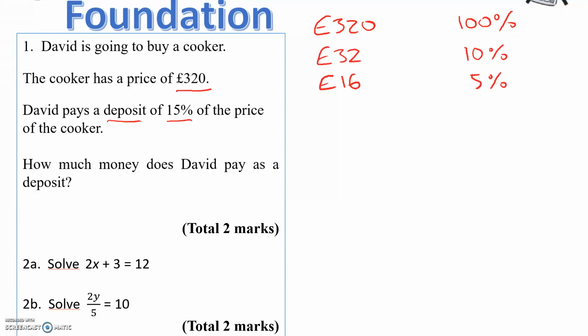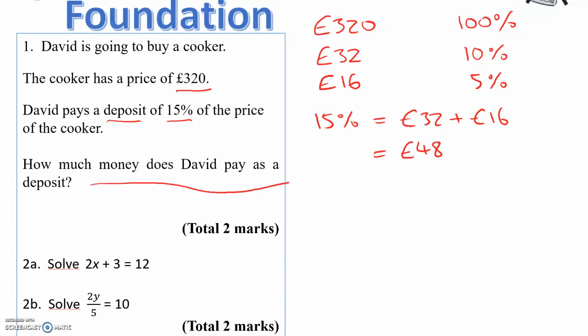So we now know 10%, we know 5%, so our 15% that we're looking for is made up of those two added together. So we want to do the £32 plus the £16 and make that £48. Okay, so that's how much money David pays as a deposit, £48.